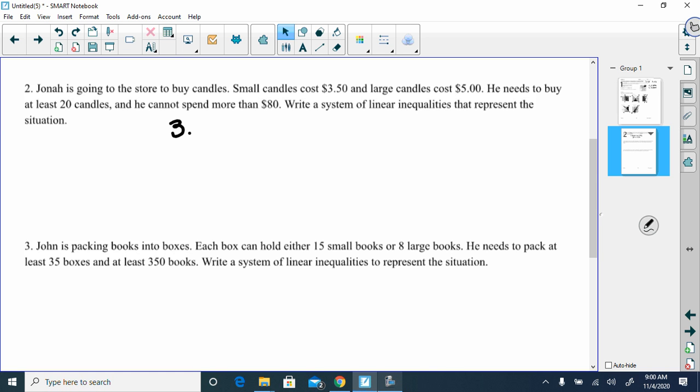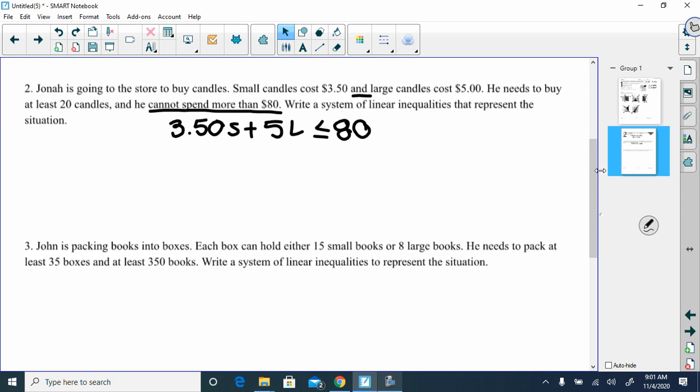Okay, so how much does a small candle cost? $3.50, so I'll have $3.50, and we don't know how many that he's getting, so $3.50 S for number of small candles. And he can also buy large, again we have that "and," so we know we need a plus. The large ones were $5, so 5L. Okay, and this is the money one, so it says he cannot spend more than $80. So that would mean it has to be less than or equal to, right? So there's my first equation. That one's for the money.